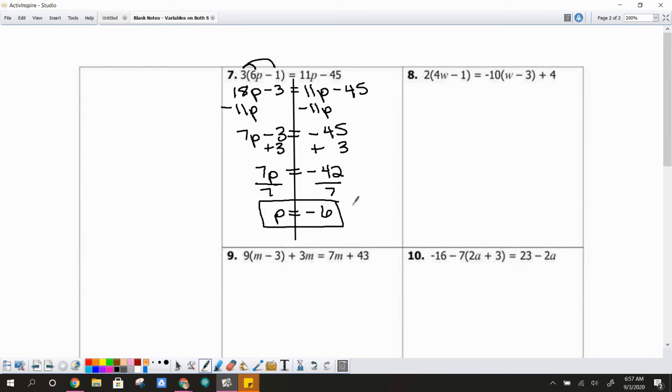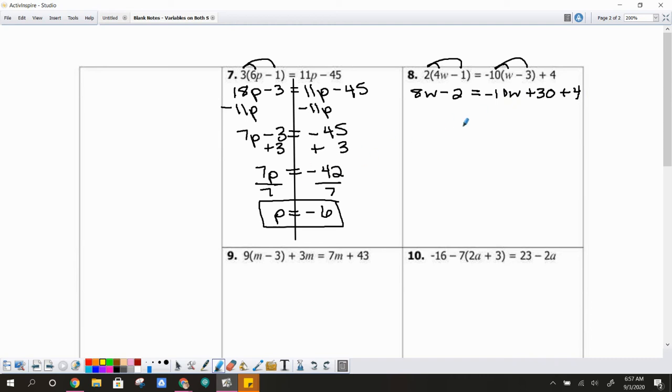Okay, so for number 8, same idea. We're going to start with the distributing step, and then we're going to go ahead and see if there's anything to combine. So step 1 is to distribute. So we're going to pass out all of our numbers to our parentheses. So I have 2 times 4, which is 8w, 2 times -1 is a -2, equals a -10 times w is a -10w. And a -10 times a -3 is a +30. And then plus 4.